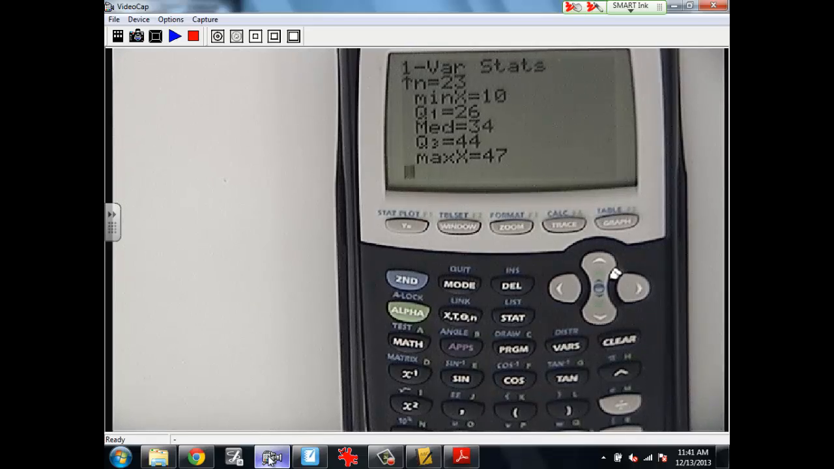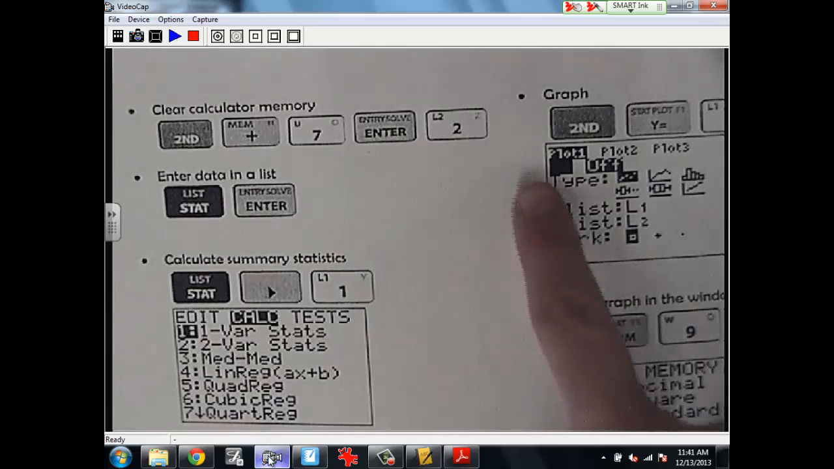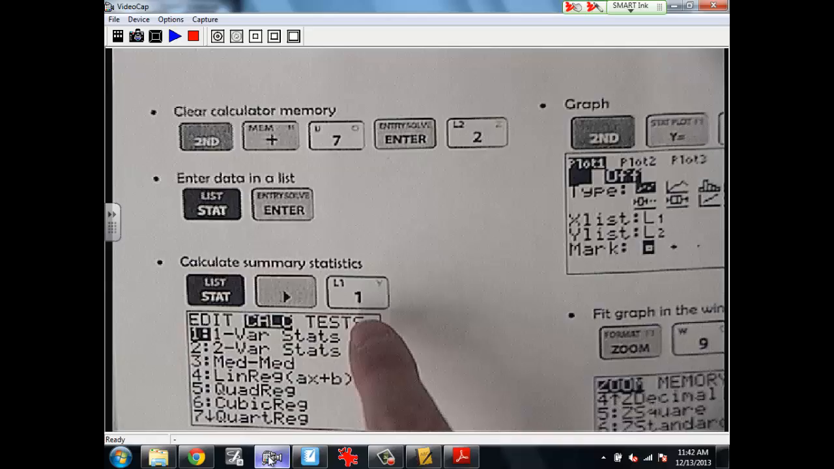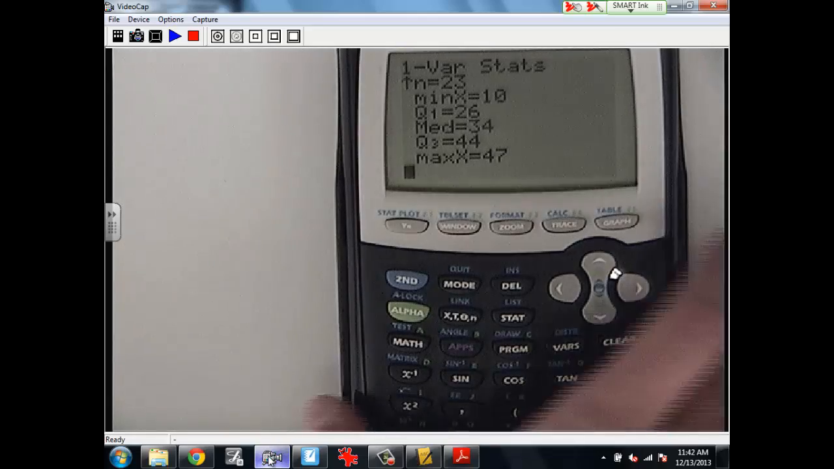How about this? Clear your calculator memory. Enter data in your list. Calculate your summary statistics. Sort data. Anyway, there's that information. Then you can calculate if there's outliers.